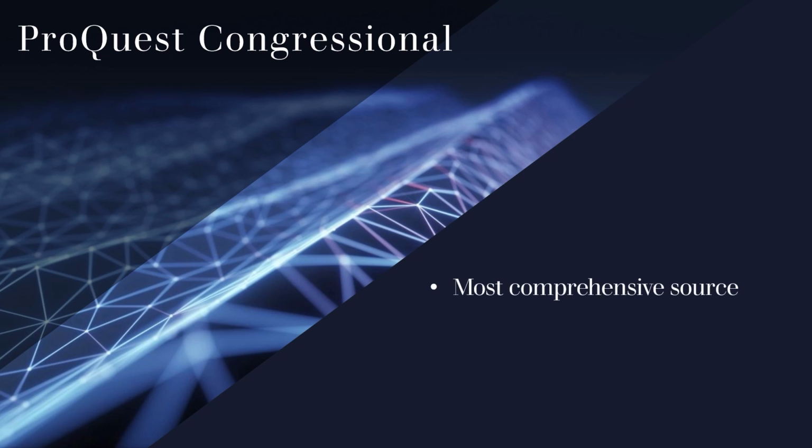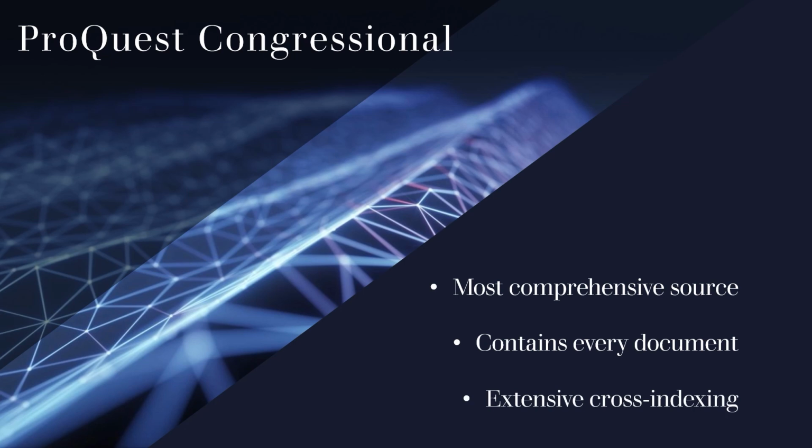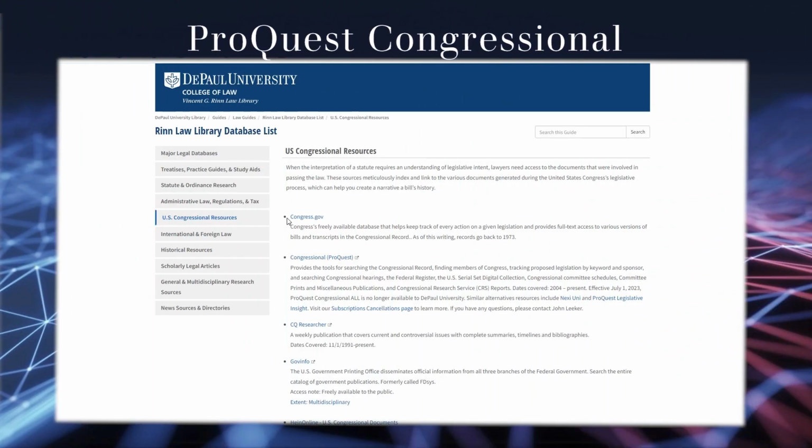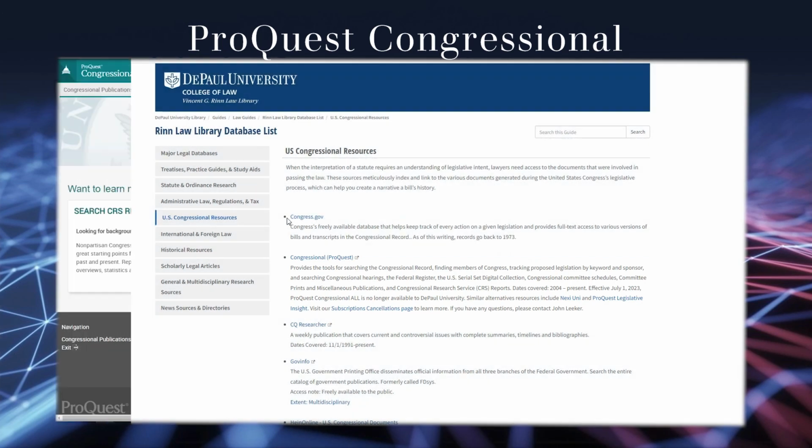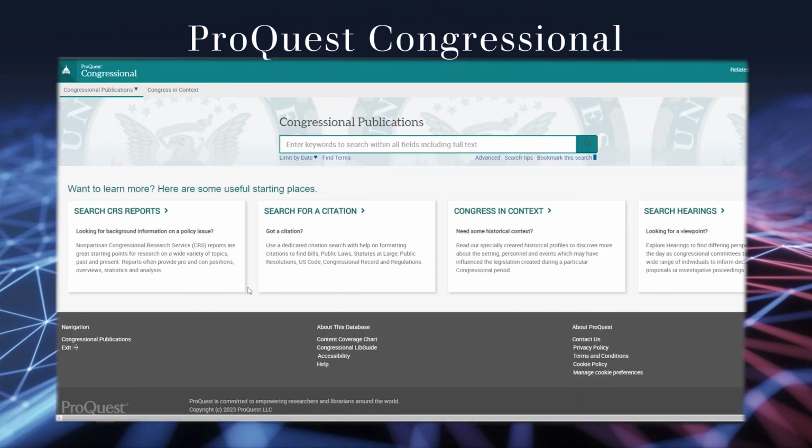Perhaps the most comprehensive source of legislative history materials is ProQuest Congressional. This database contains every document published by Congress, and it indexes each of those documents to the statutes and legislation that they pertain to. You can find ProQuest Congressional in the library's database list, under U.S. Congressional Resources. This database is not limited to legislative history materials, so you won't necessarily be able to tell just from the interface how to get these documents.